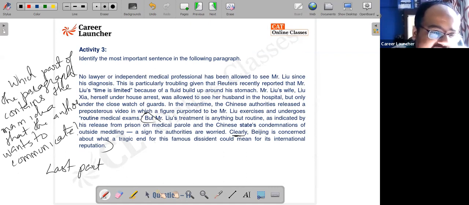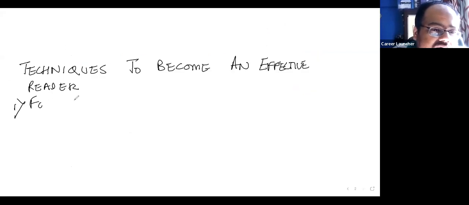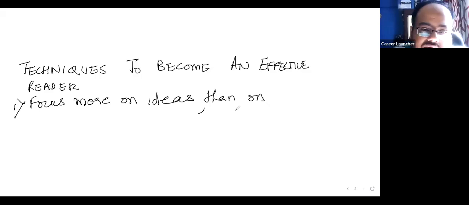So the first thing that I've discussed is to focus more on ideas than on facts. I'm sorry, there was a connection problem and my voice was breaking in between. Focus more on ideas than on facts. This is the first technique that an effective reader utilizes.